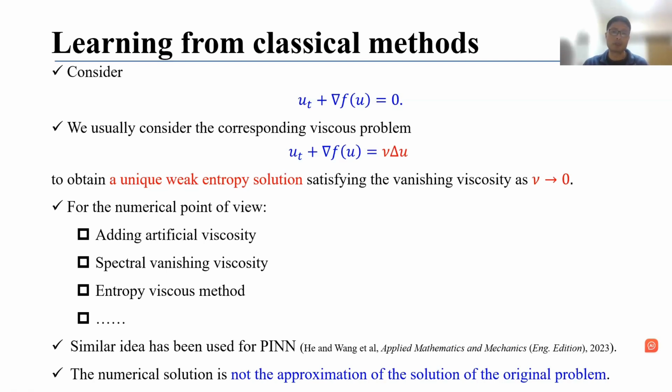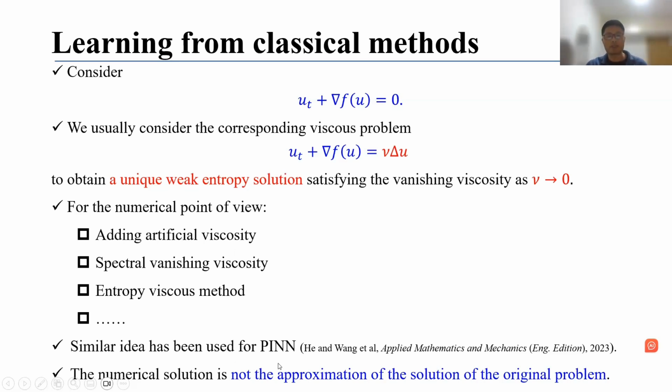Based on this kind of analysis, numerically we can also use this kind of method to solve these hyperbolic equations. We can add some artificial viscosity, a very small viscosity, to solve this kind of problem. Another option is to use spectral SVV, spectral vanishing viscosity, and you can also add entropy viscosity.